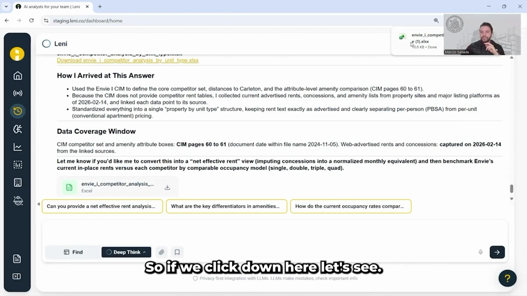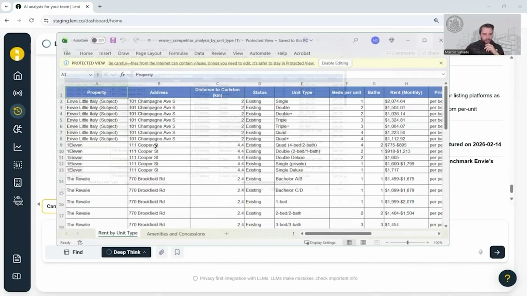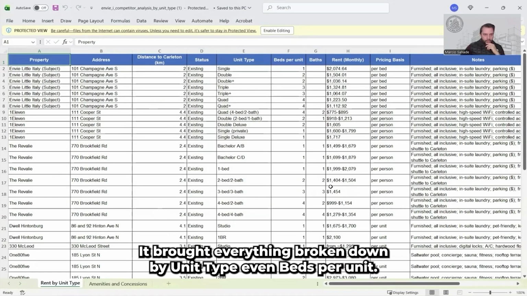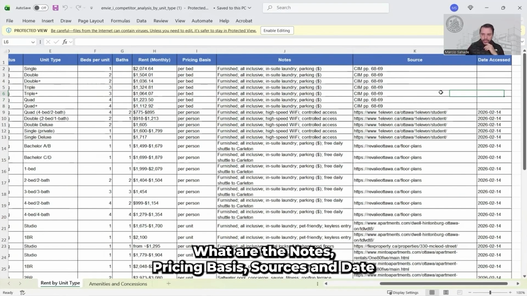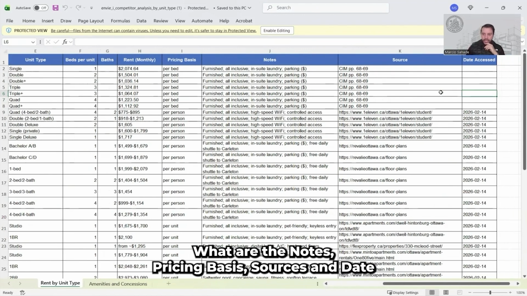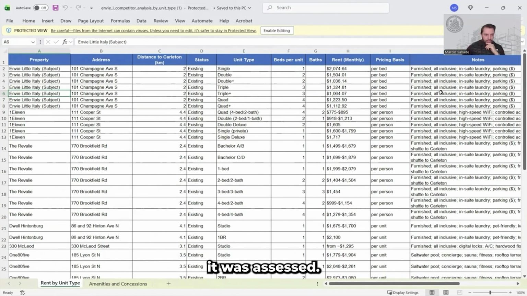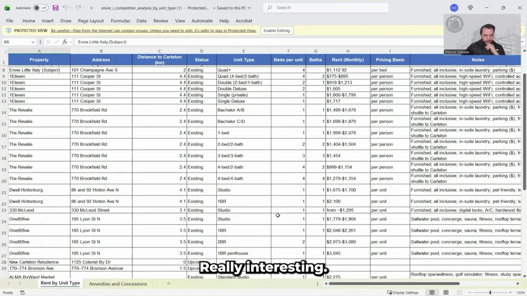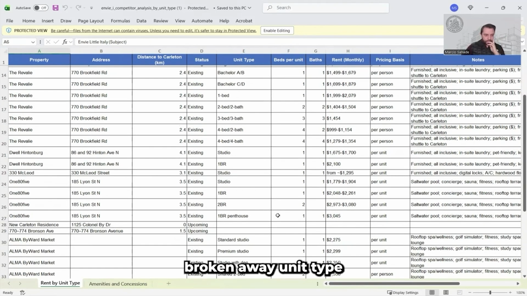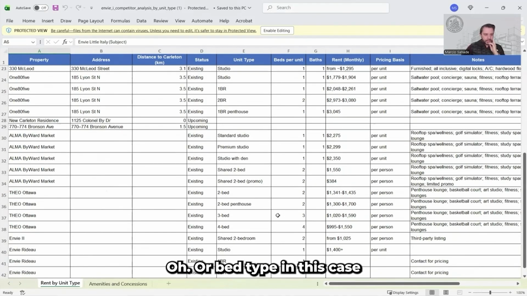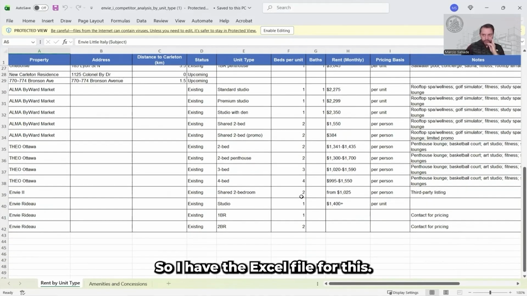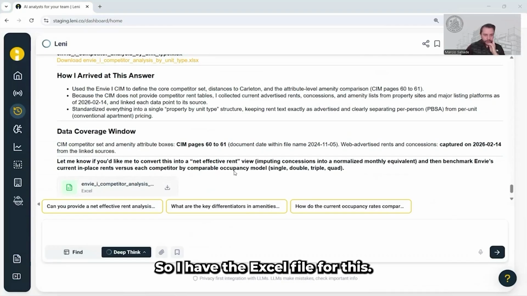All right, so if we click down here, let's see. Okay, it brought everything broken down by unit type, even beds per unit, what are the notes, pricing basis, sources, and date it was assessed. Really interesting. It's a full list of the competitors broken down by unit type, or bed type in this case. Perfect. So I have the Excel file for this.